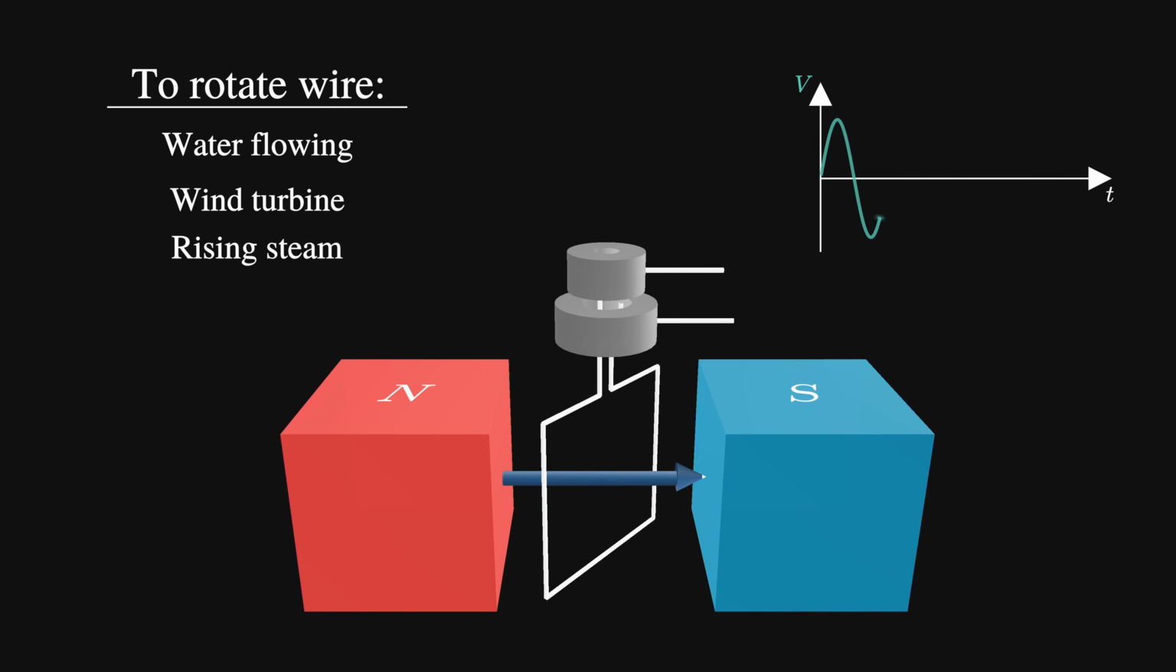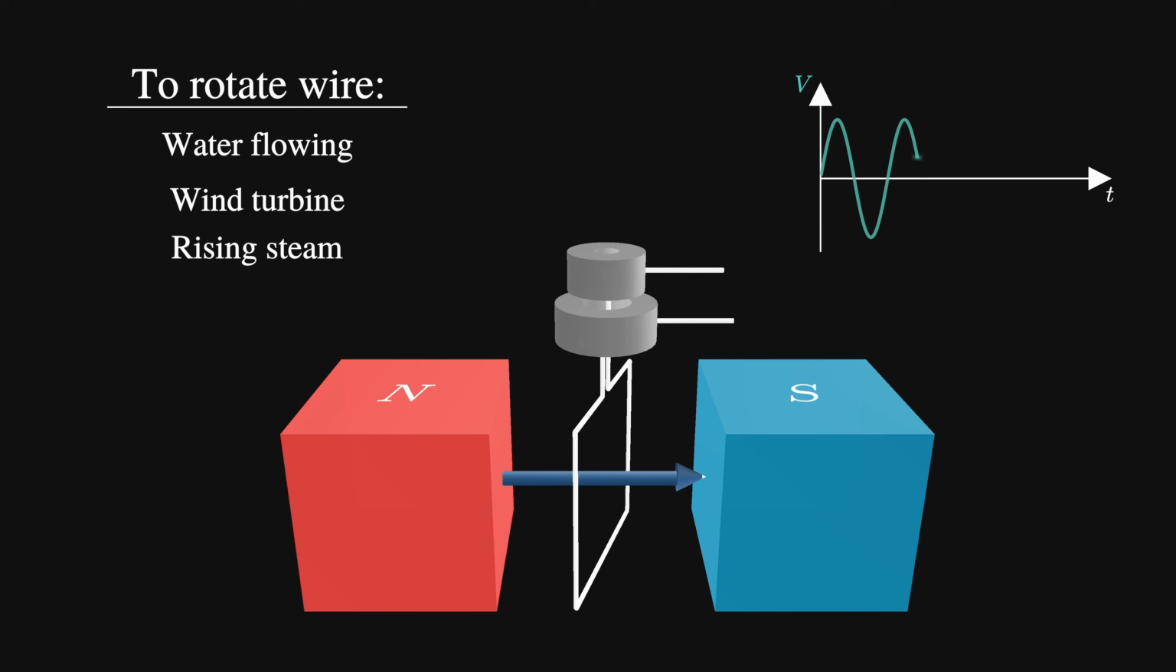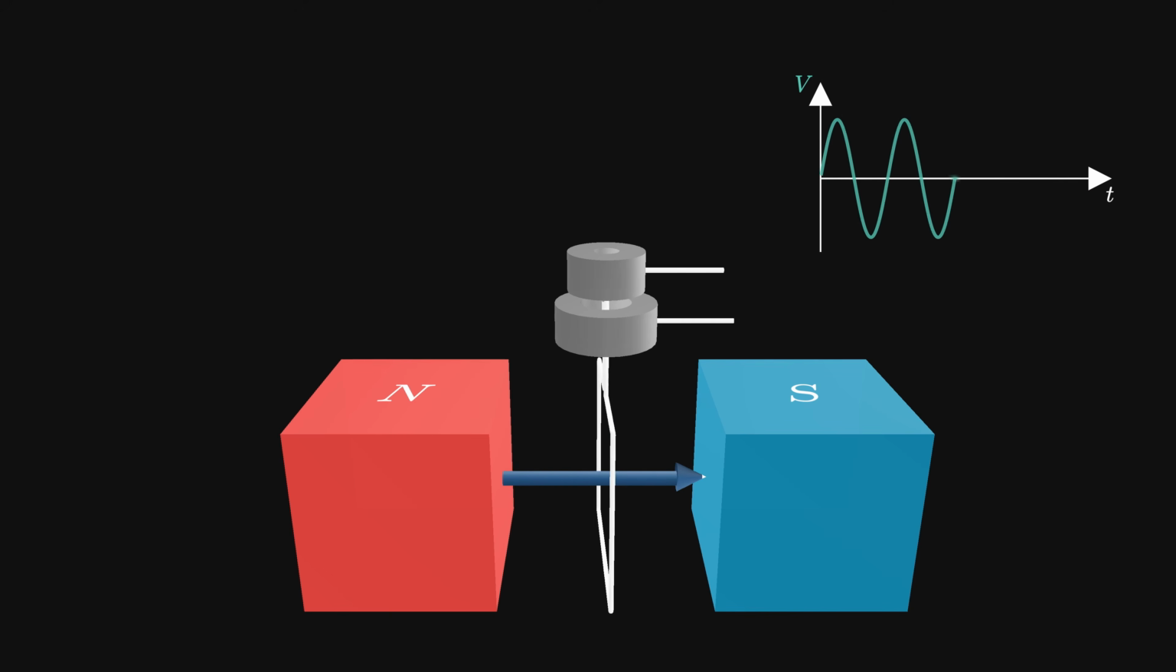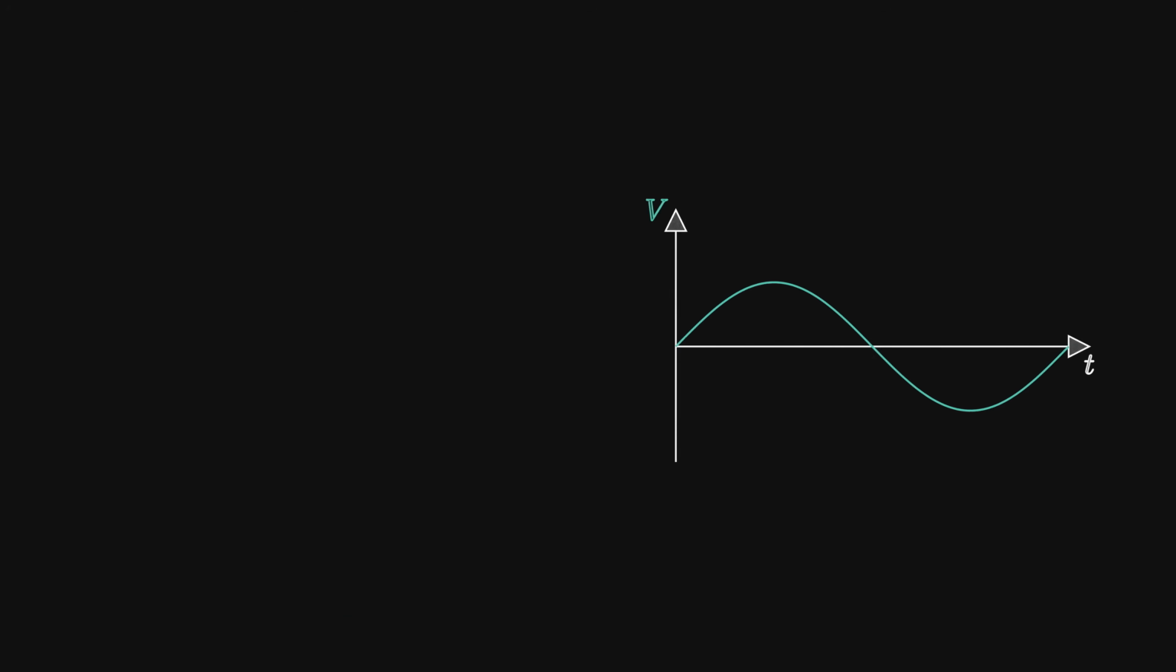And just like that, we've turned a magnetic field and a rotating wire into a constant supply of EMF, yielding this sinusoidal output. But hang on, where does this sine wave actually come from? And what determines its shape and size? For this, let's go back to the fundamentals.